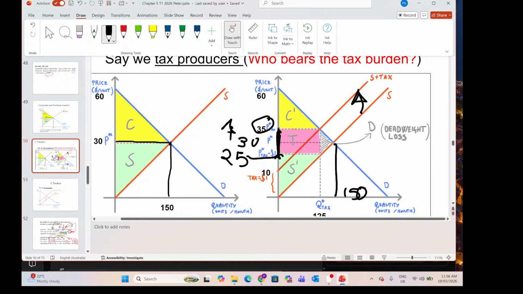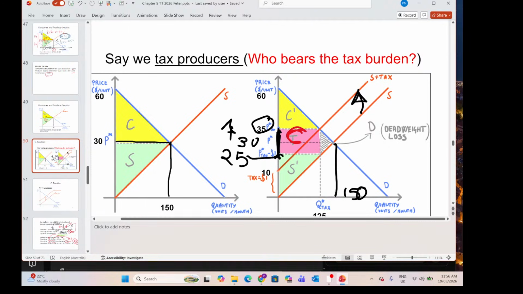So if we divide this burden up, I would say the consumer has paid $5 more because they were paying 30 and now they're paying 35, and the producer is getting $5 less because they originally were receiving 30 and now after they pay the tax they're only receiving 25.